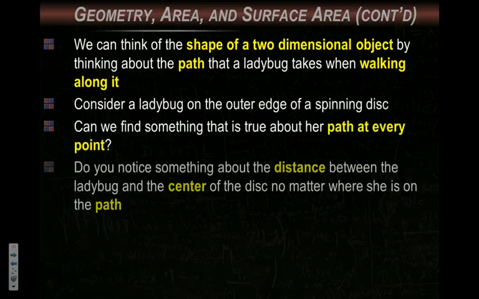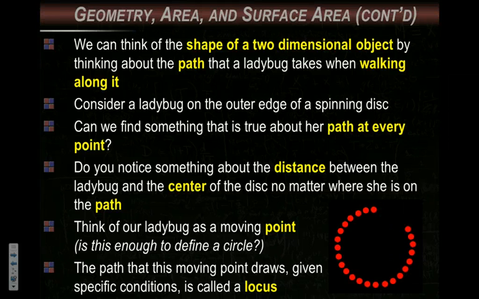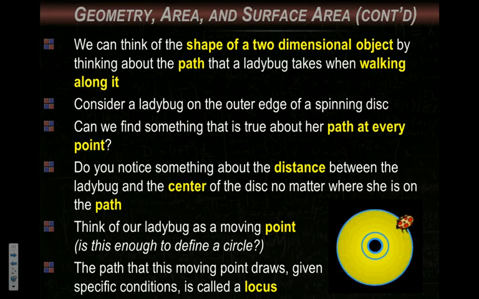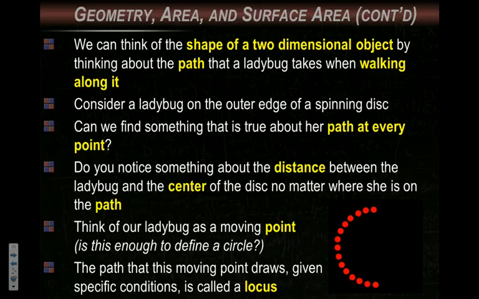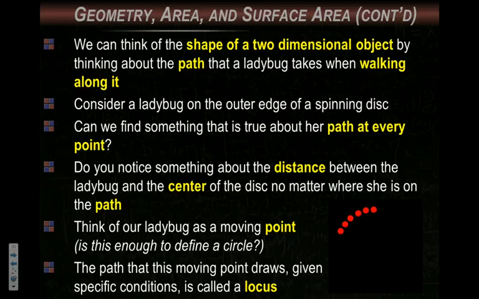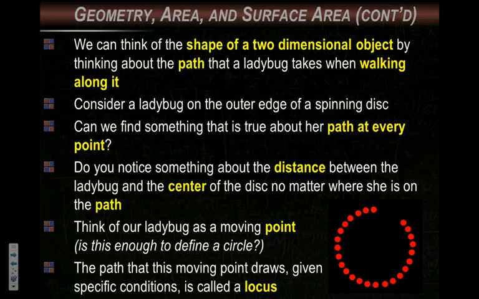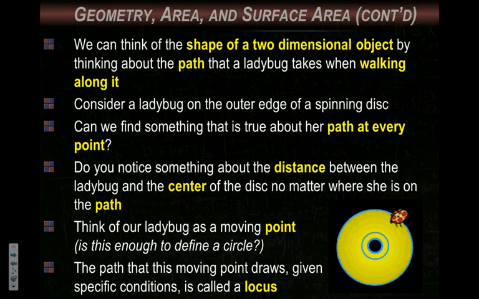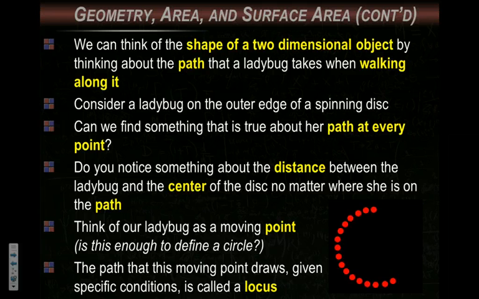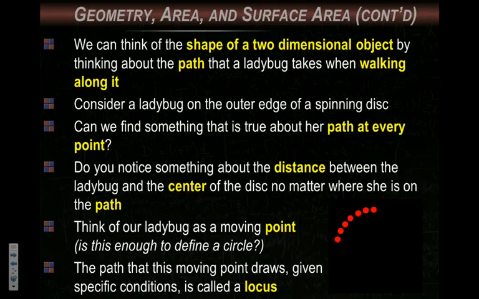Maybe what you could do is think about a ladybug walking a path. If, for example, the ladybug walked along the edge of a spinning desk and formed a path, like pooped every time it walked a step, those little dots would form the shape of the circle. Could we say something about every spot on her path? If we picked one spot on that path, is there a way we could measure that spot?